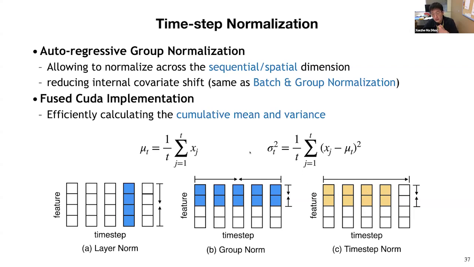For time-step normalization, we need to compute a cumulative mean and variance, because at each step, this mean and variance is different from other steps. And this is not very easy to implement in PyTorch. So that's why we provide an efficient CUDA kernel for this implementation.